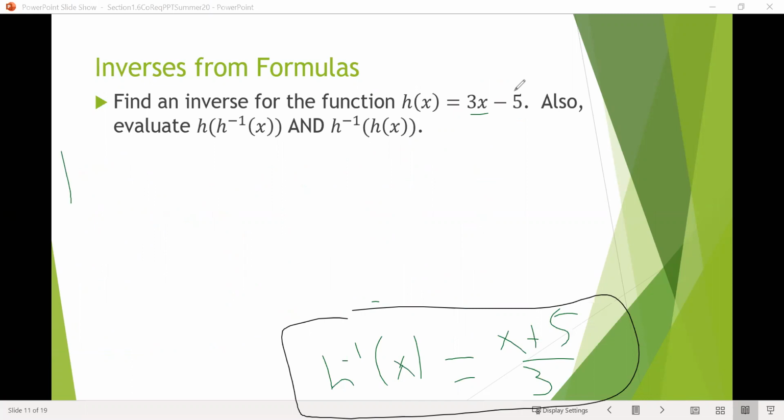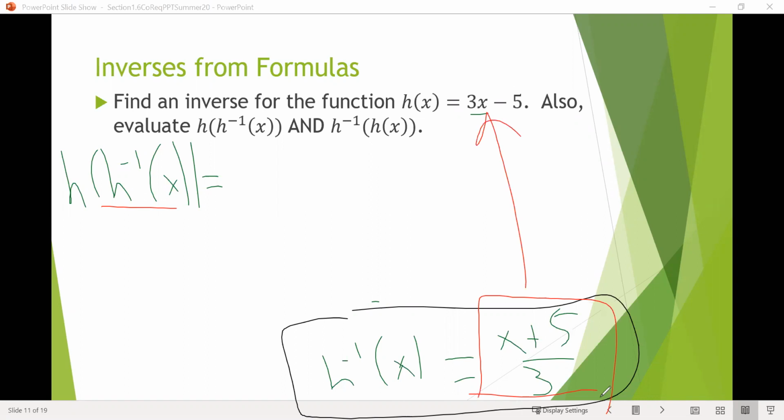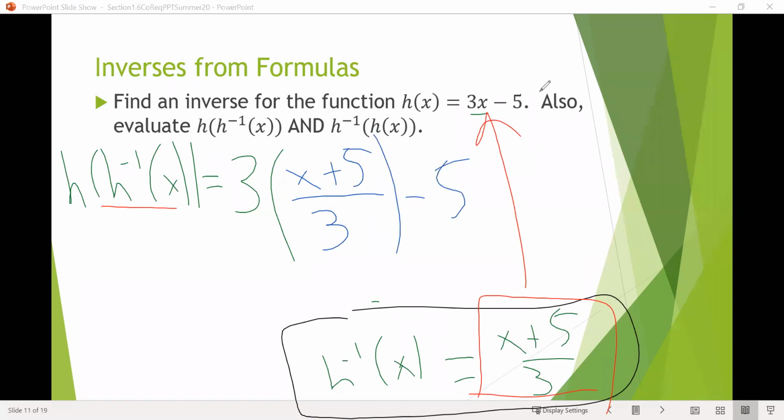So if we're going to do h of h inverse of x, well, notice here we've got h inverse as the function on the inside, which is this one down here. So we need to take that and plug it in for x in the original function. So this would look like 3, and then in the place of the x, we'll put in the function for h inverse, which would be x plus 5 over 3, minus 5 on the outside.